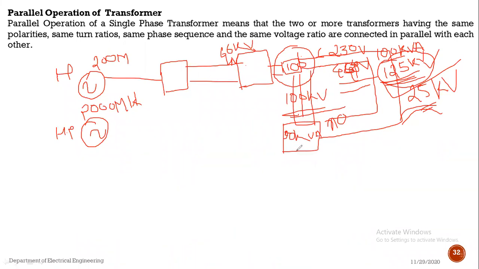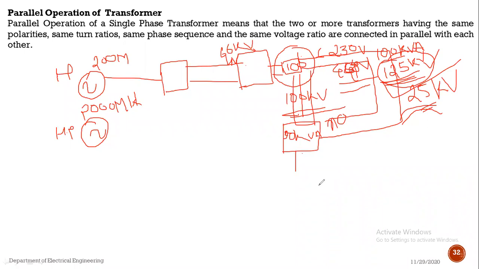Similarly, we are connecting multiple transformers in parallel. असेच आपण पॅरलल मध्ये मल्टिपल ट्रान्सफॉर्मर कनेक्ट करू शकतो. That means we are able to connect two or more than two transformers, and this connection is called parallel operation. So parallel operation of single phase transformer means that two or more than two transformers are connected in parallel. त्याला आपण parallel operation of single phase transformer म्हणतो.